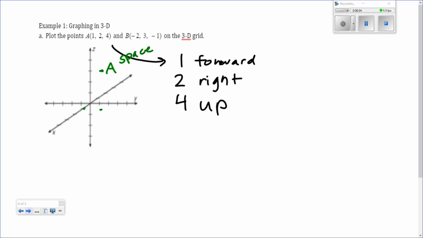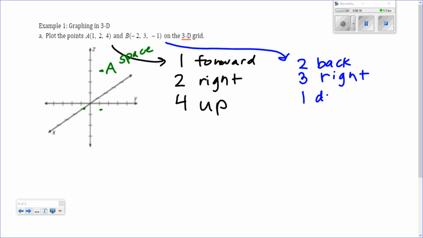For B, you're going 2 back, away from you, 3 to the right, and then 1 down. So we've got 2 back, starting at 0, 0, 1, 2, back, 3 to the right, 1, 2, 3, and then 1 down. Okay, this is where B is. It's not on the axis, it's in space.